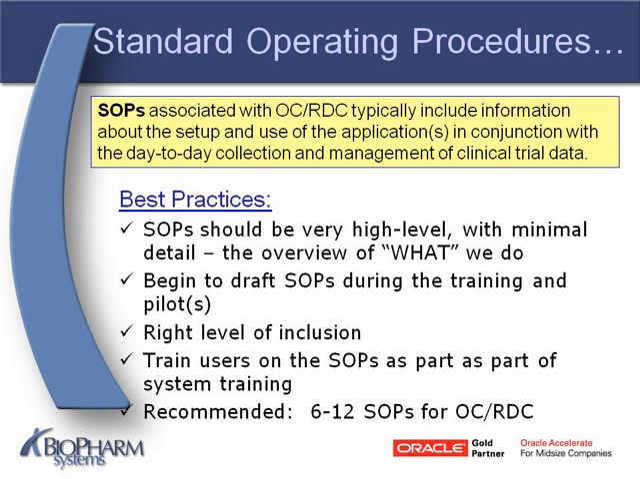In my experience, my recommendation is that you would generally have somewhere between 6 and 12 SOPs just for OC and RDC. I have a list of those that I usually recommend, but again it varies from organization to organization.